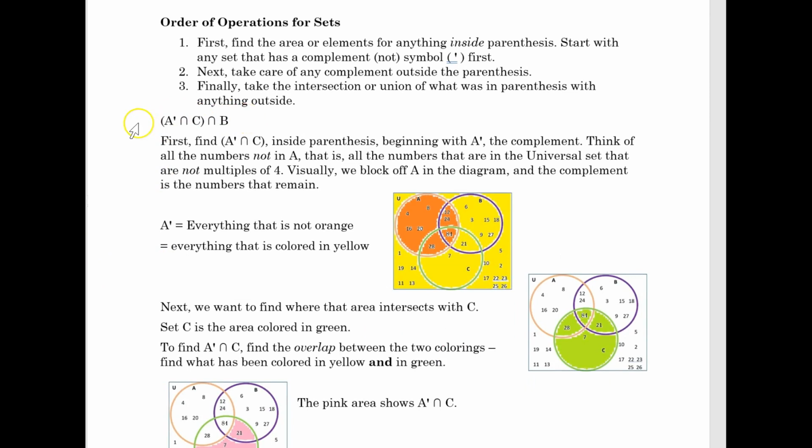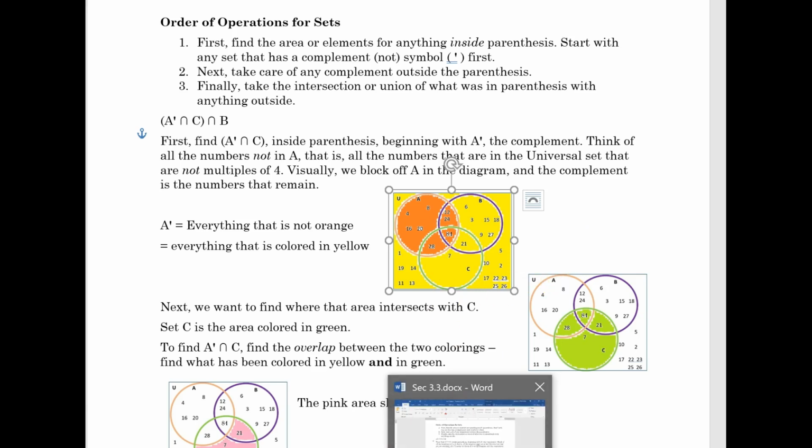So we're going to find this here. This is A complement, or not A, intersect C, intersect B. And to do that, we're going to use the order of operations. So we're going to find A complement intersect C first, starting with A complement. That's the not inside those parentheses. So we got to start with A complement. Now, to do A complement, what we want to do is shade A, and then shade anything that's not A.